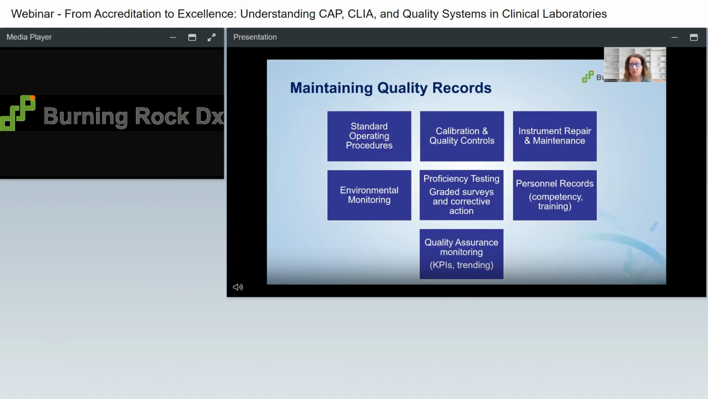Environmental monitoring. This is one where I actually see a lot of labs have problems with environmental monitoring. So make sure that you are in the temperature range that is required by both your reagents and your SOPs. Make sure your environmental ranges are defined.